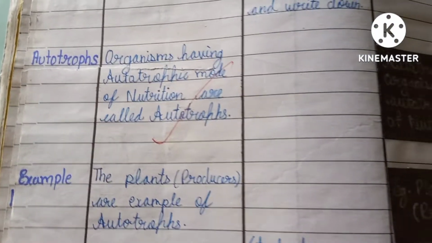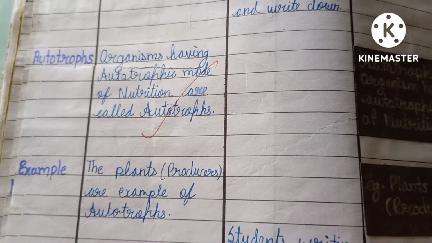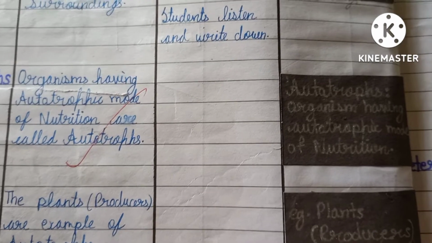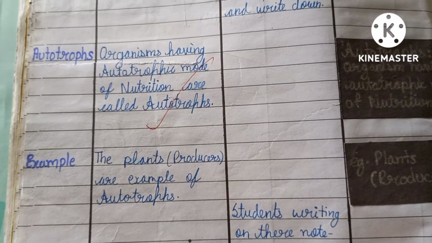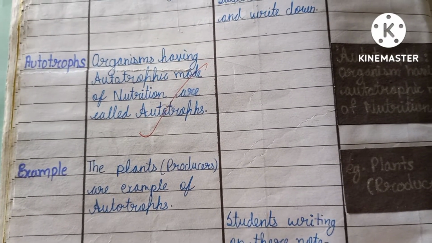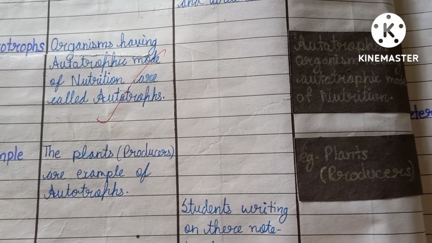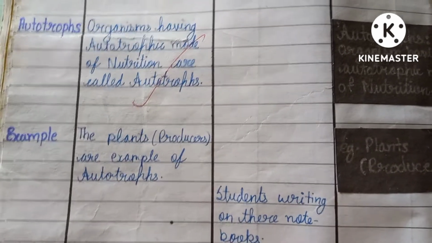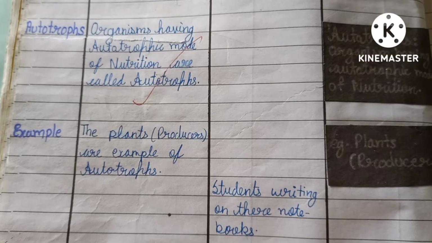Our next teaching point is autotrophs. Organisms having autotrophic mode of nutrition are called autotrophs. On the blackboard we write autotrophs: organisms having autotrophic mode of nutrition. Next is the example of autotrophs. Plants, producers, are examples of autotrophs, right? Example: plants (producers). We write it on the blackboard. In pupil activity students write in their notebooks.